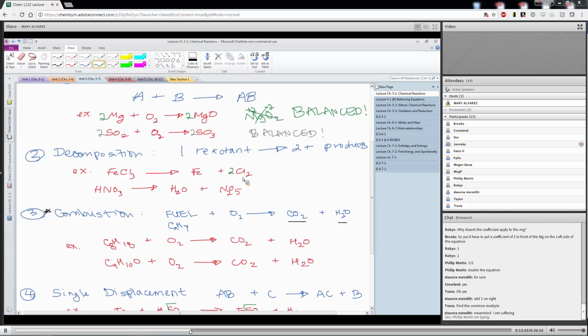Okay, Travis says, let's try to find the common multiple. That's a good idea. This was like when we were trying to balance charges and one had a charge of +3, one had a charge of -2, right? Oh, Philip's on top of it.